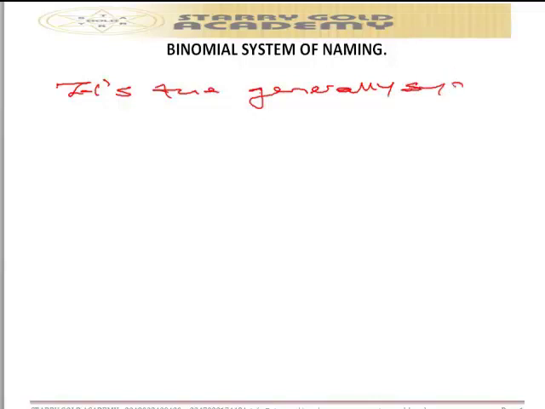All right, so let's proceed to the binomial system of naming. Right, just like the name sounds, binomial. When we are talking about binomial, we know that has to do with two. Right. So the binomial system of naming is the generally accepted system of naming organisms, right?